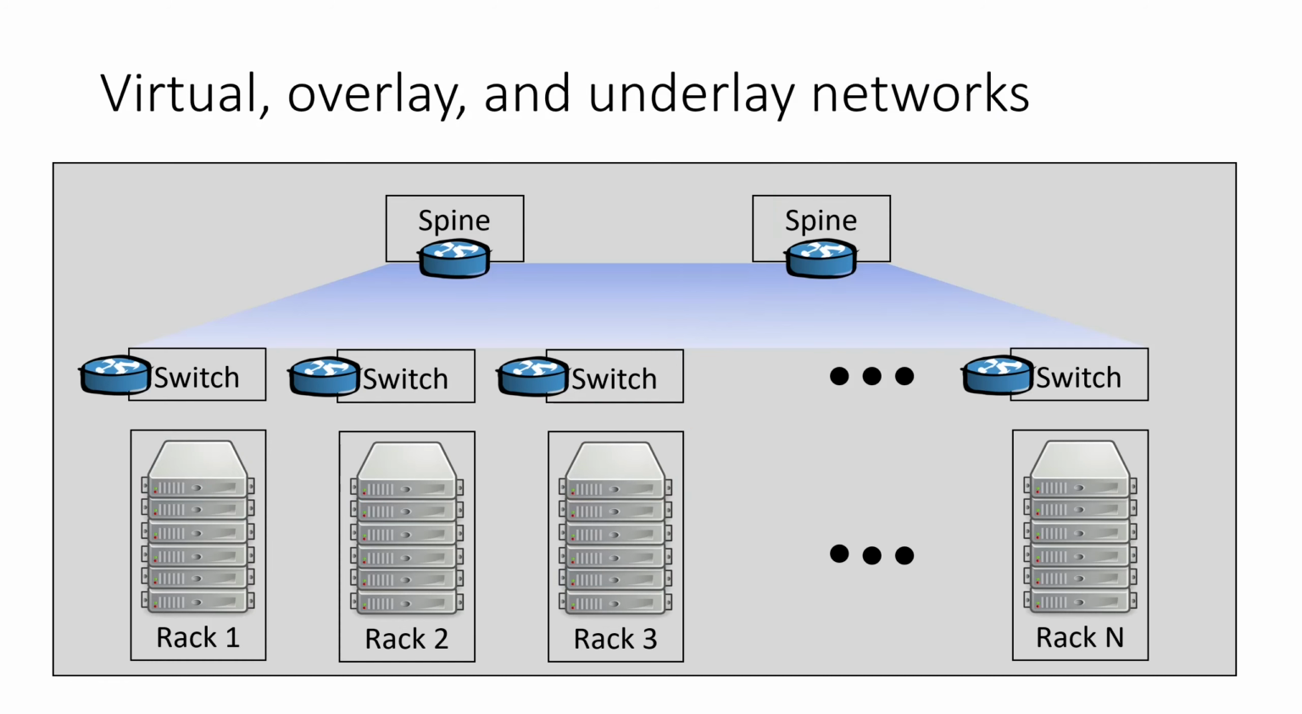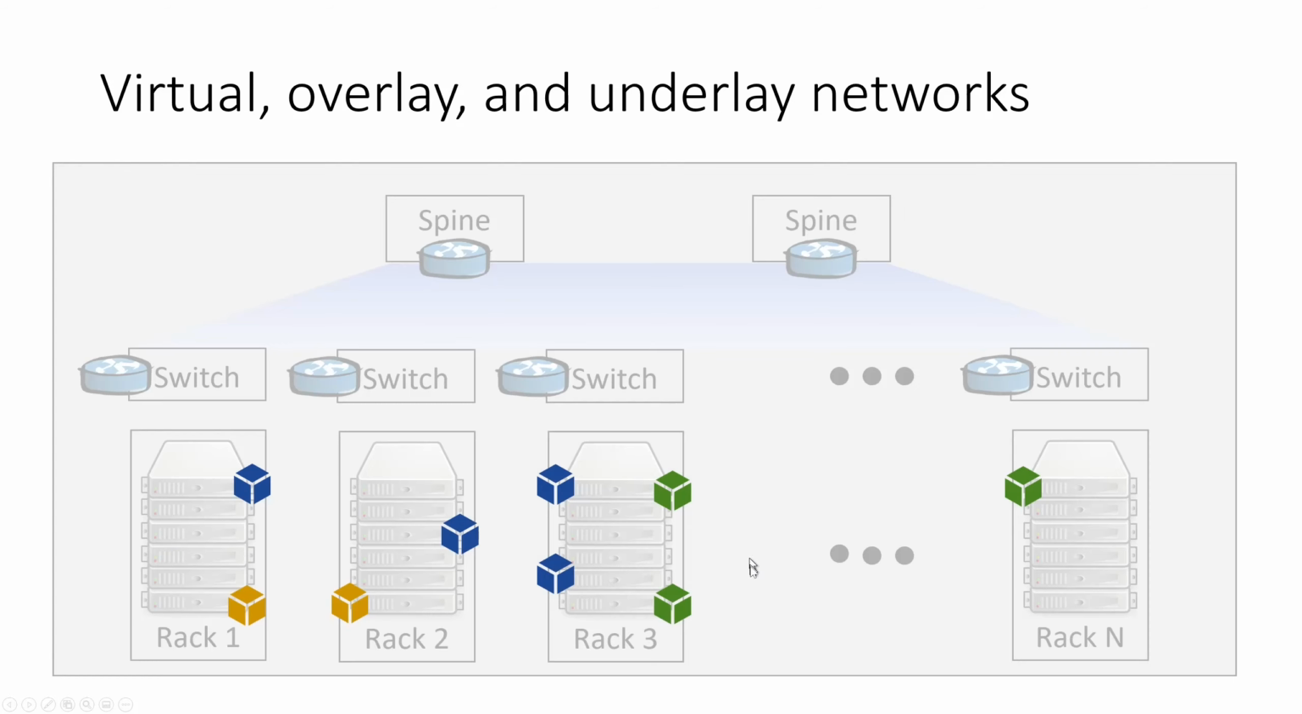Okay, so to provide this needed isolation, we build virtual networks. And virtual networks, they have an overlay and an underlay. So here you have the physical infrastructure. We're going to run some virtual machines, and the virtual machines come from different tenants. So we have the blue virtual machines belong to one tenant, and then the yellow virtual machines to a second tenant, and the green virtual machines to a third tenant. So these virtual machines will likely exchange traffic, and they will be located on the same virtual network.